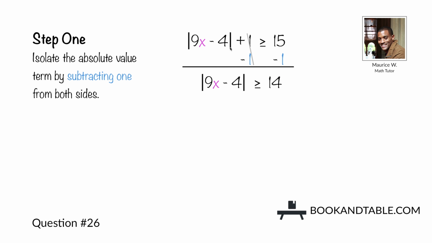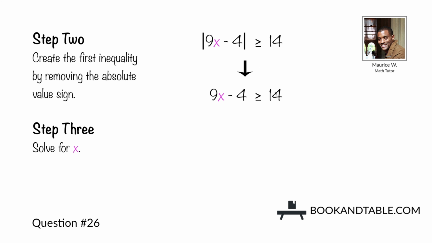We need to isolate our absolute value term. So we want to get rid of this constant, positive 1, by subtracting 1 from both sides, leaving you with the absolute value of 9x minus 4 is greater than or equal to 14. And then once you have your absolute value sign isolated, you then, step 2, create the first inequality by removing the absolute value sign. And step 3, you solve for x.